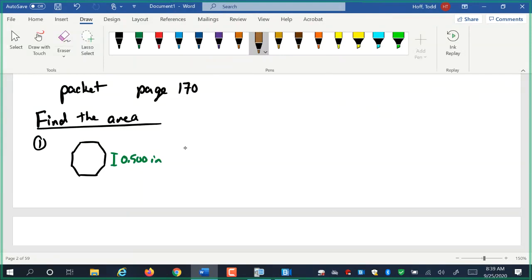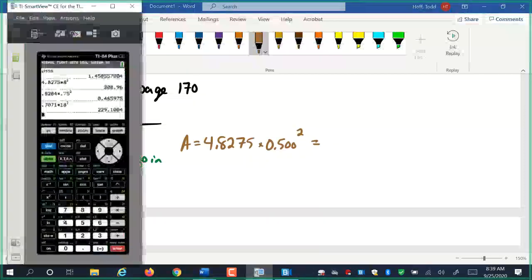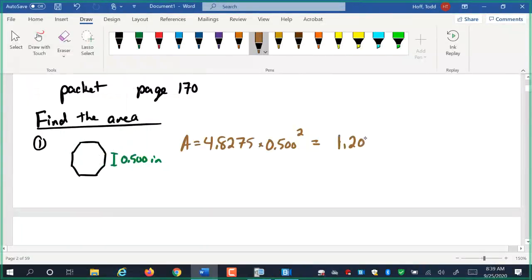So the area for that, since we have the side, is 4.8275 times that side of 0.5 squared, giving us 1.207 square inches of area.